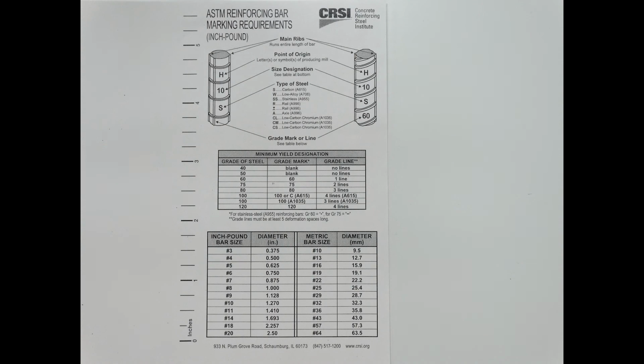If there's no grade line and no number, then it's either 40 or 50 KSI steel, and it's probably 40. If it has 60 or a single line, then it is 60 KSI steel. 75 KSI steel will have 2 lines, or a 75. 80 KSI steel has 3 lines. 100 KSI steel has 4, depending on which requirement it meets, and 120 KSI steel will also have 4.